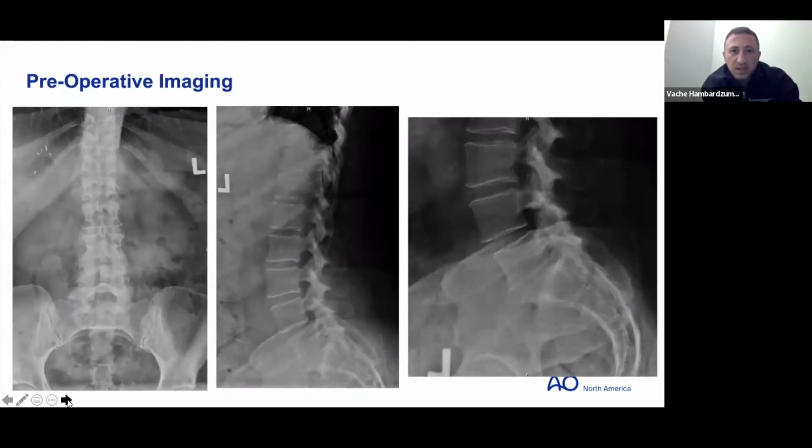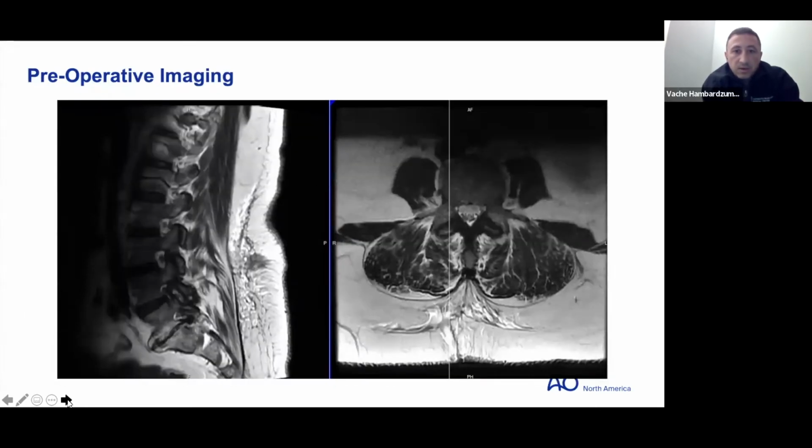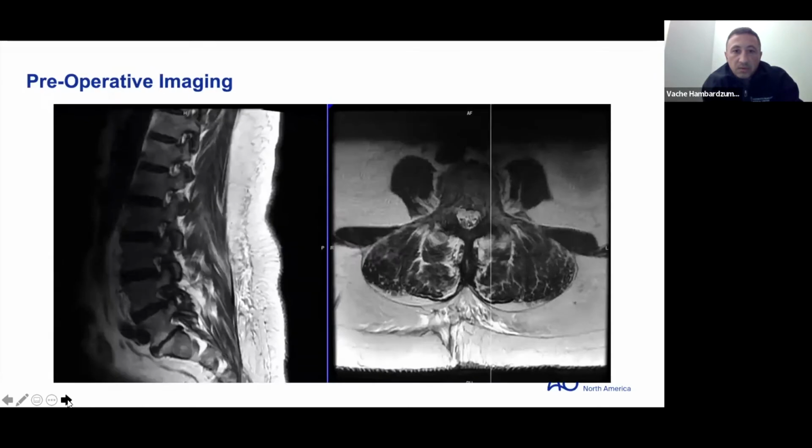These are her x-rays. And the next slide, please. MRIs. Next slide. And parasagittal views for the right and for the left. Next slide, please.